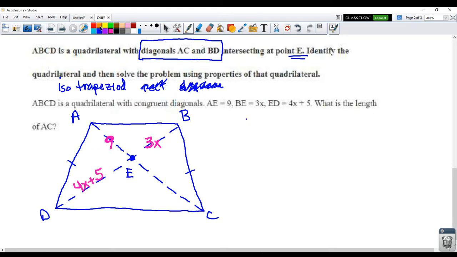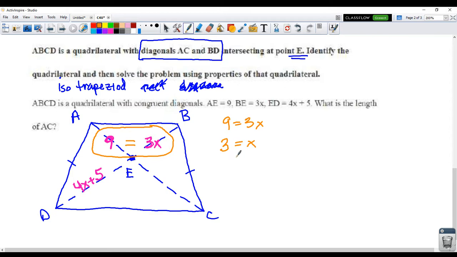Okay, so this is, in fact, an isosceles trapezoid, so E is not the middle, right? These things don't get bisected. The diagonals do not get bisected in an isosceles trapezoid. But what does happen in an isosceles trapezoid is these lengths are equal. So this is going to be the equation that we make, that 9 equals 3x, because these portions of your diagonals are in fact equal.